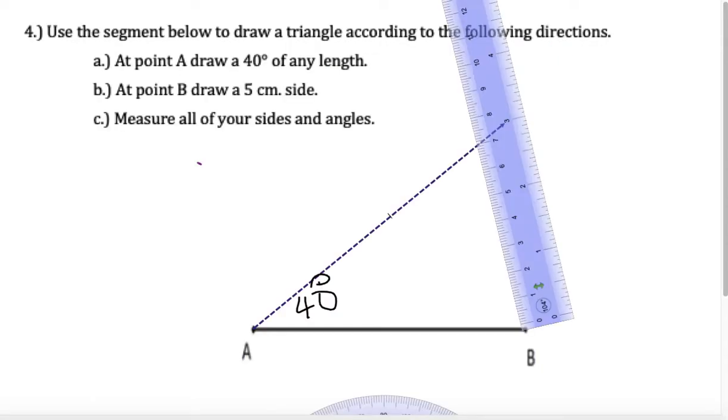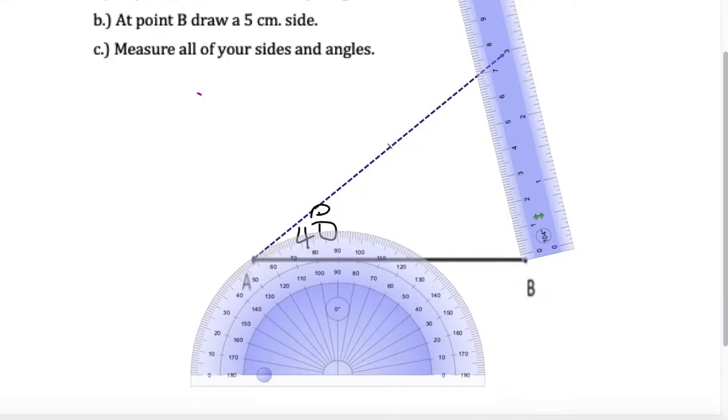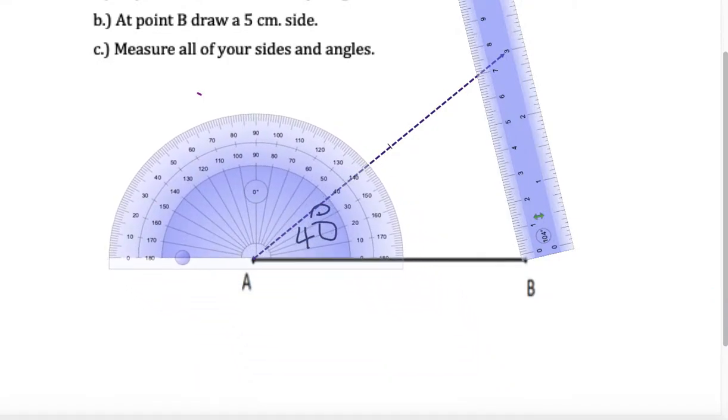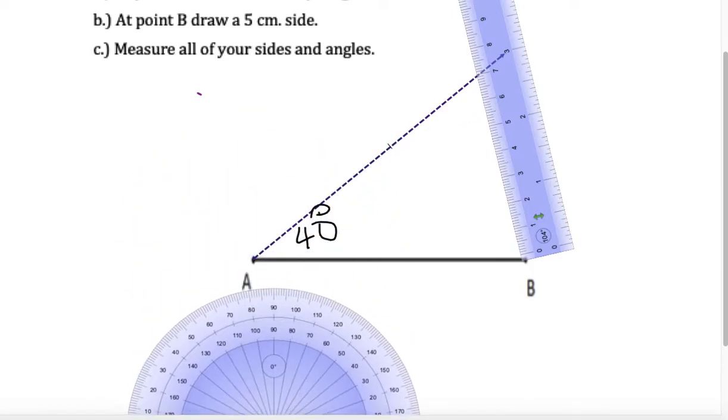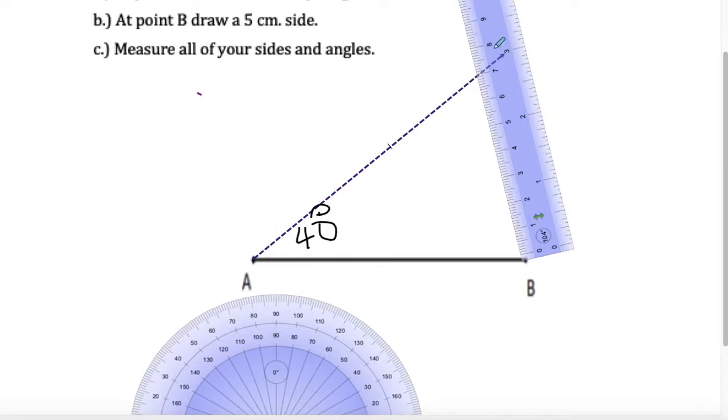All right, so now on number 4, this is a little bit different. Use the segment below at point A, you're going to draw a 40-degree angle. But I don't know how long this side is. So what I need you to do, place your protractor on here. You mark a tick mark at 40 degrees. And then use your straight edge and extend this out all the way up here past like the word angles on your paper. Extend this out.